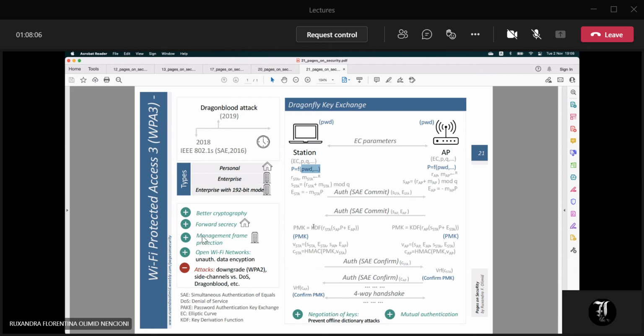So we move forward. So this is something that is good for WPA3 and what WPA3 brought. The other very good thing about WPA3 is a new way of thinking with respect to two things. First, better crypto, so longer keys. That means better security. So they introduced a new type of enterprise, but now with 192-bit mode.